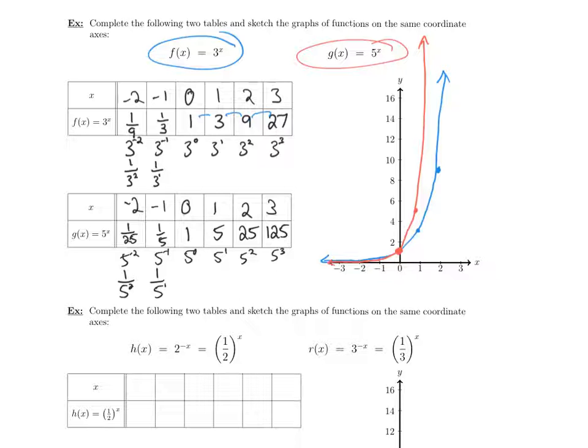Now for both of these, I want to point out that this right here, this is called the base of the exponential function, and for both of those, the base is a number that's greater than 1. So when the base is greater than 1, this is what it looks like.